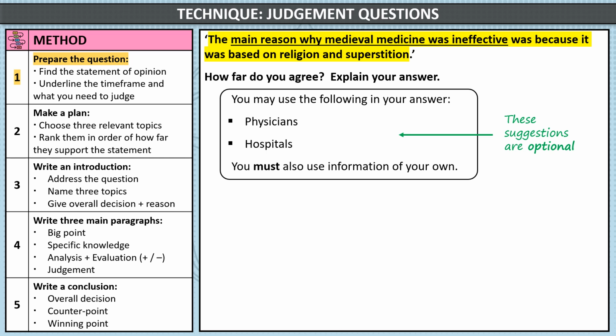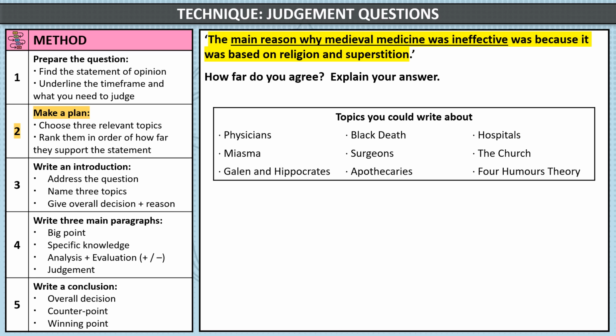We're given some suggestions for what to include in our answer. These are optional. We can use them or ignore them. If we do use them, then we must add at least one more idea of our own if we want to get to the top level. Before writing, we must make a quick plan. This means we need to choose 3 relevant topics for our main paragraphs. There are lots of topics we could write about here.